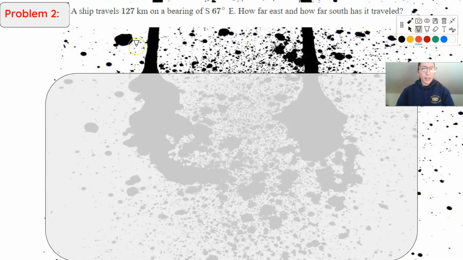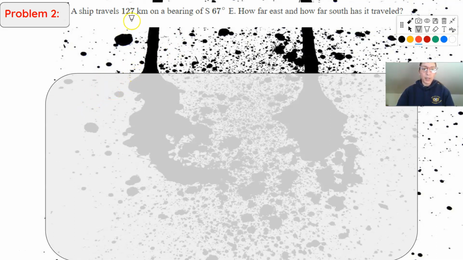Okay, our last example has to do with bearing. A ship travels 127 kilometers on a bearing of south 67 degrees east. How far east and how far south has it traveled? Now this is basically the exact same problem we just did, but instead of using words like vertical and horizontal, we're using directional words like south and east.